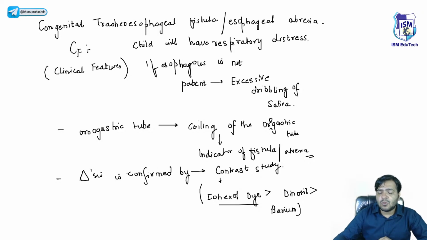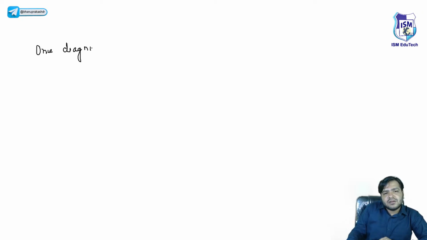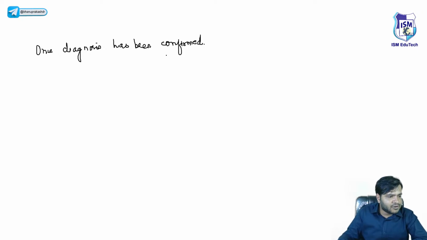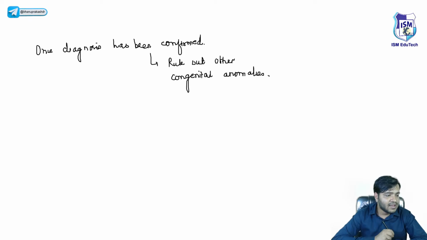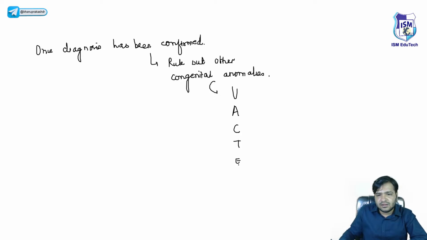Okay, so yes. Apart from that, what you will look in the child, guys, apart from all these things, once the diagnosis has been confirmed, we have to rule out other congenital anomalies. Okay, once the diagnosis has been confirmed, we have to rule out the other congenital anomalies. And the other congenital anomalies, what are they? You have to rule out, or you can just remember with the help of mnemonic, VACTERL.